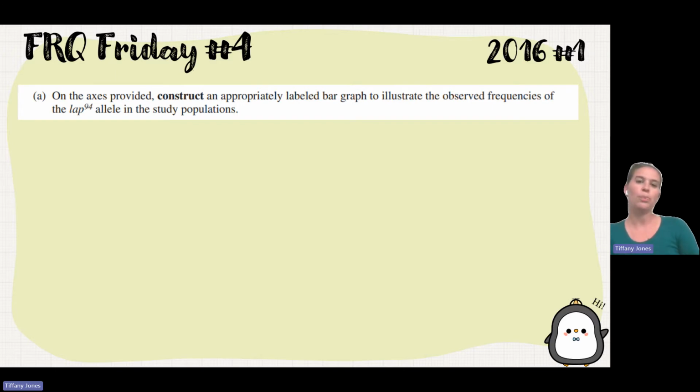So the first thing they want us to do is construct an appropriately labeled bar graph to illustrate the observed frequencies of the lap allele in the study populations. So sometimes they'll tell you exactly what kind of graph to make. And I've seen tons of students who make the wrong graph. So if they say in the prompt what kind of graph you need to make, go ahead and circle it, underline it, do something to remind yourself what kind of graph it is you're going to make.